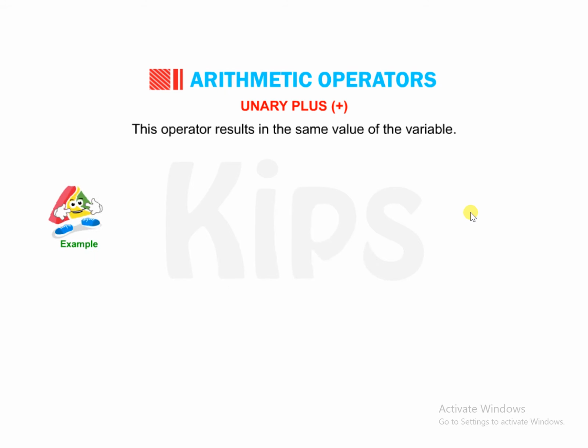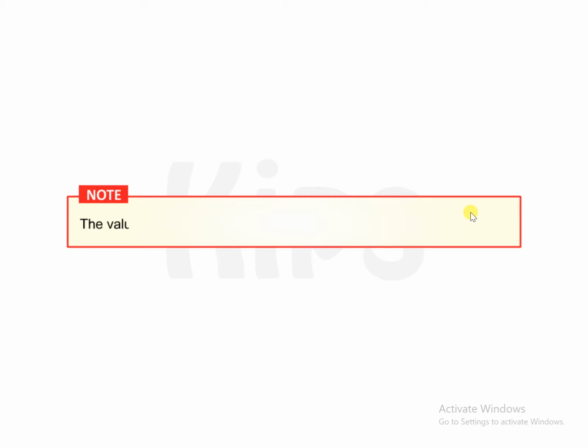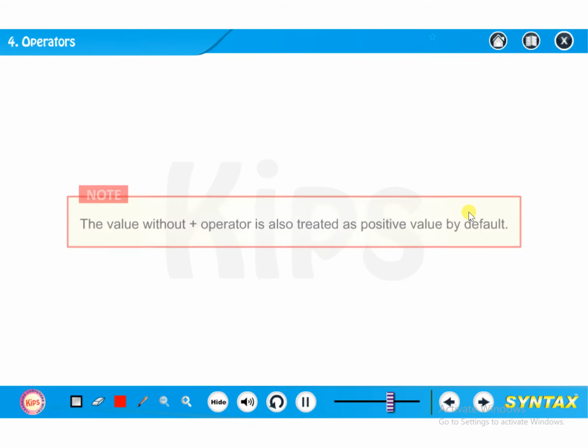Let us understand this through an example. If A is equal to 10, then +A means 10. If A is equal to -5, then +A means -5. If A is equal to 0, then +A means 0. Students, note that the value without plus operator is also treated as positive value by default.